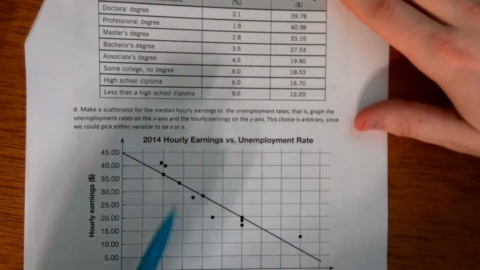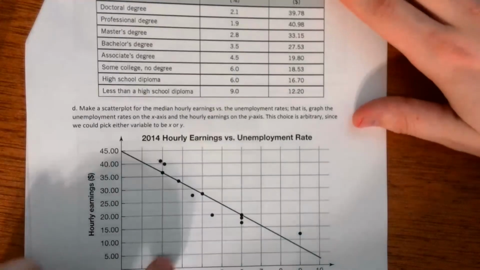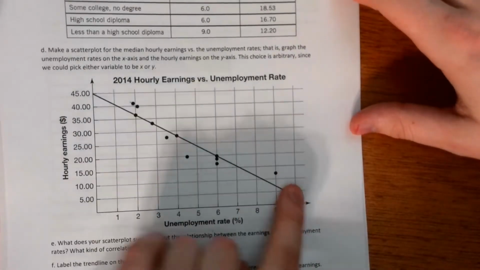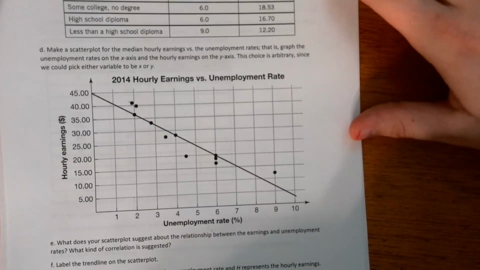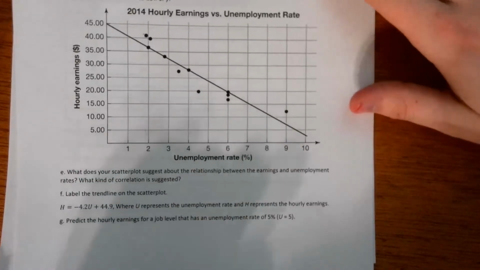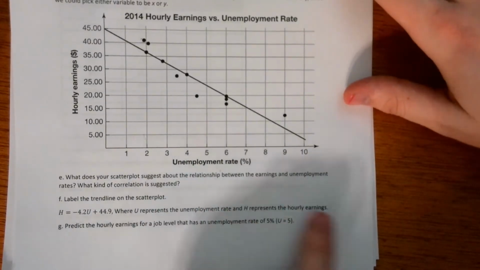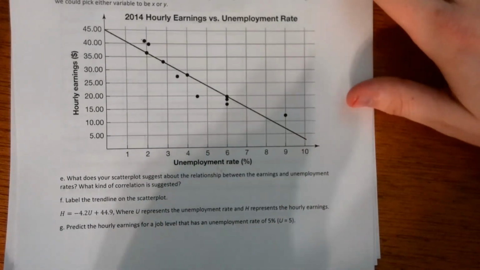And that's what we see, right? We look at our 2% unemployment rate, and it's just to the left of that. So they've already graphed all these for us, and we see this trend line. So if I was looking at that trend line, letter E: what does your scatter plot suggest about the relationship between the earnings and the unemployment rates, and what kind of correlation is suggested?